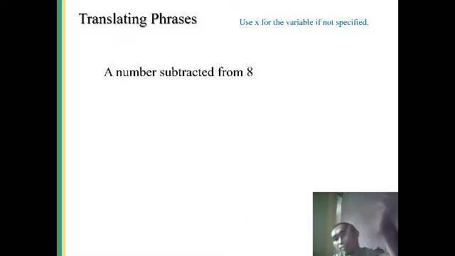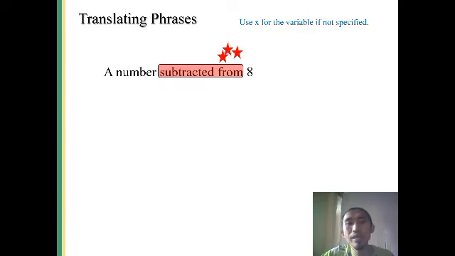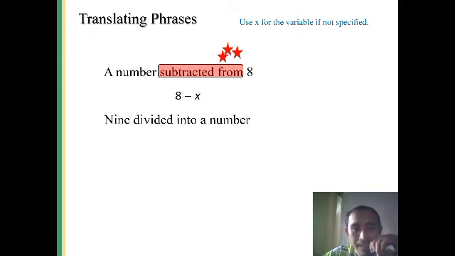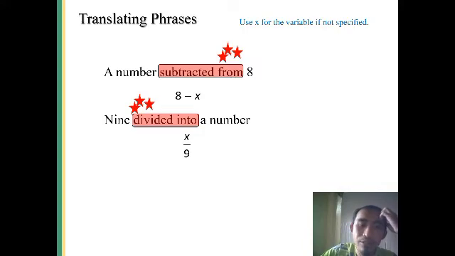A number subtracted from 8. We have this highlight, so we highlighted this one, and it's 8 minus x. 9 divided into a number. We have divided into a number, so we have the result: a number divided by 9.